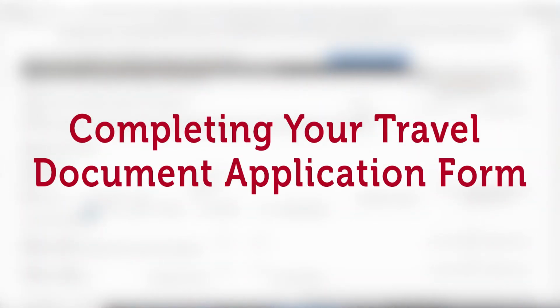Welcome to the ISS of BC video tutorial on completing a travel document application. Please note that this guide is for protected persons and convention refugees aged 16 or older. There is a separate travel document application for individuals under 16 years old.